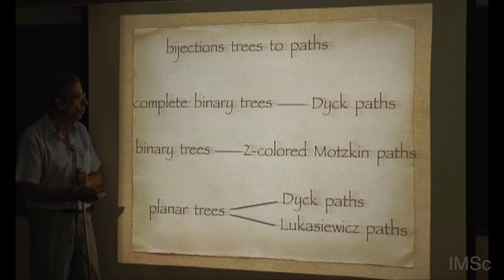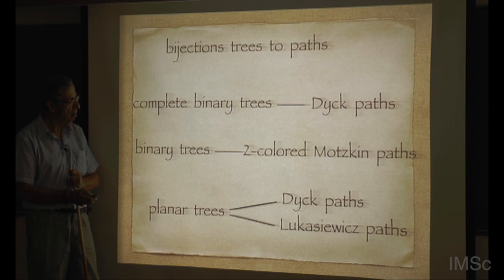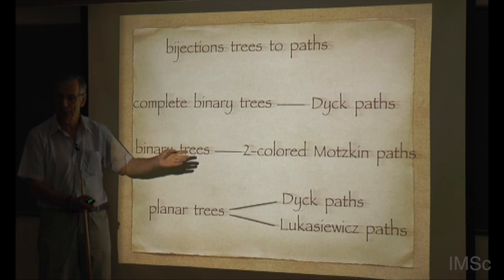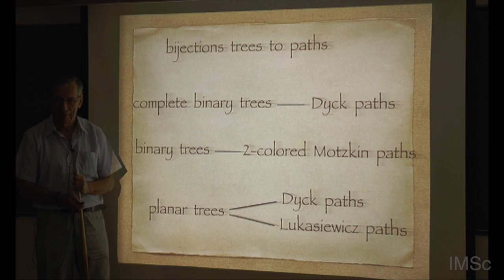So, bijections from trees to paths. A complete binary tree is going to become a Dyck path. A binary tree will become a two-column Motzkin path in a very natural way. And for planar trees, there are two bijections. One goes to Dyck paths, the second to Lukasiewicz paths. And I think these bijections appear many times everywhere, more or less.